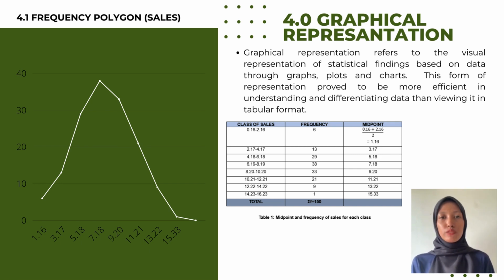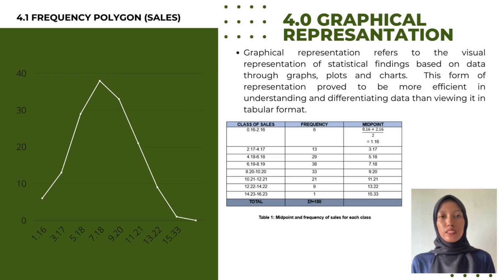Graphical representation refers to the visual representation of statistical findings based on the data through graphs, plots, and charts. This form of representation proves to be more efficient in understanding and differentiating data than viewing it in table format. I will explain this data set through the graphs that I have produced, which are a frequency polygon for the sales data, a histogram for the price data, and a pie chart for the solvent data.